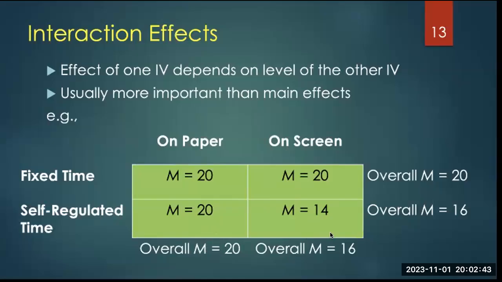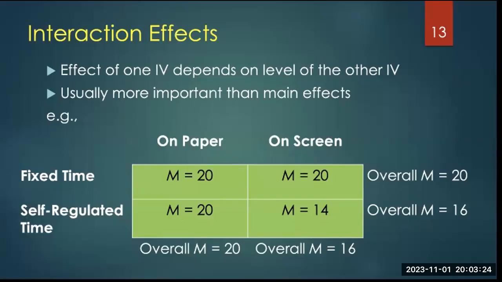Now let's look at the time regulations. If it's fixed and they studied it on paper, score is 20. If it's fixed and they studied on screen, average score is 20, no difference. If they had it self-regulated on paper, the average is still 20, but on screen, their self-regulated score was only 14. That is where we have the interaction effect, right? So in other words, the effect of whether or not it was self-regulated only happened when people studied it from a screen. Otherwise, it was the same in everything.